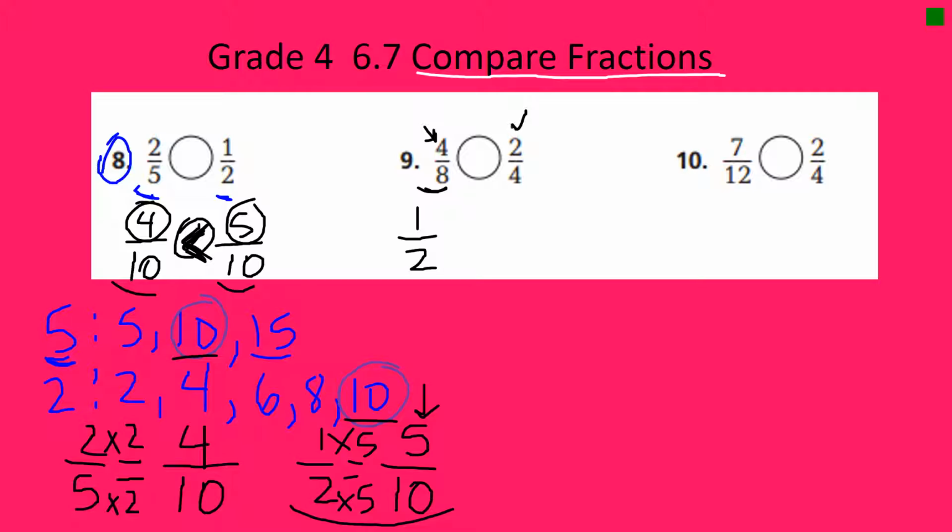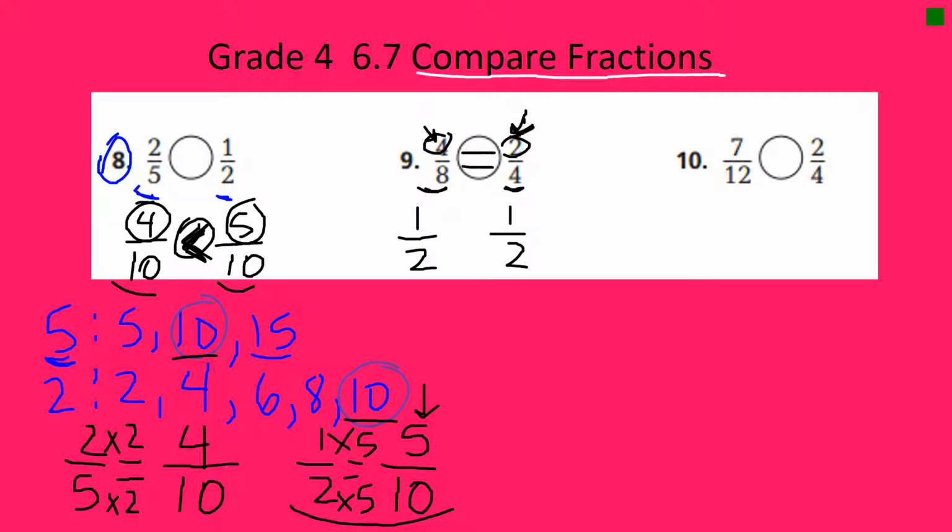Now look at this one. 2/4. What's 2 plus 2? 4, right? So if I have 2 pieces out of 4 that make the whole thing, I have half there too. 4 is half of 8. 2 is half of 4. Those are equivalent fractions. They're both worth exactly half. Okay? So let us look at number 10.